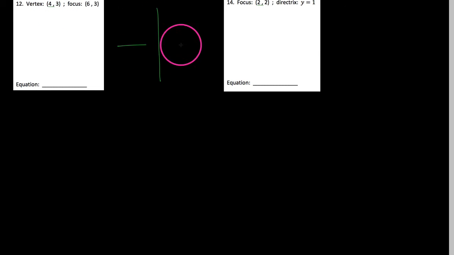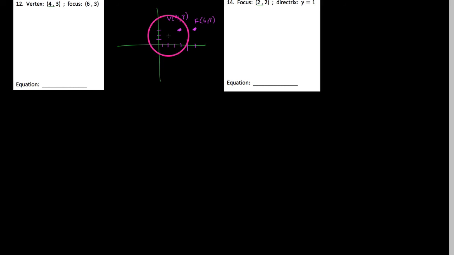So the name of the game here is going to be, if you don't draw a picture, you're going to probably get a lot of these wrong. So let's go ahead and start by drawing a picture. We would say 4 to the right, but 3 up. That would be right here, and we could label this. We say this is 4, 3, and this is our vertex. With respect to the focus, we say 6, 3, so that's 3 more units to the right here. I'm going to say that this is our focus, and this is 6, 3.